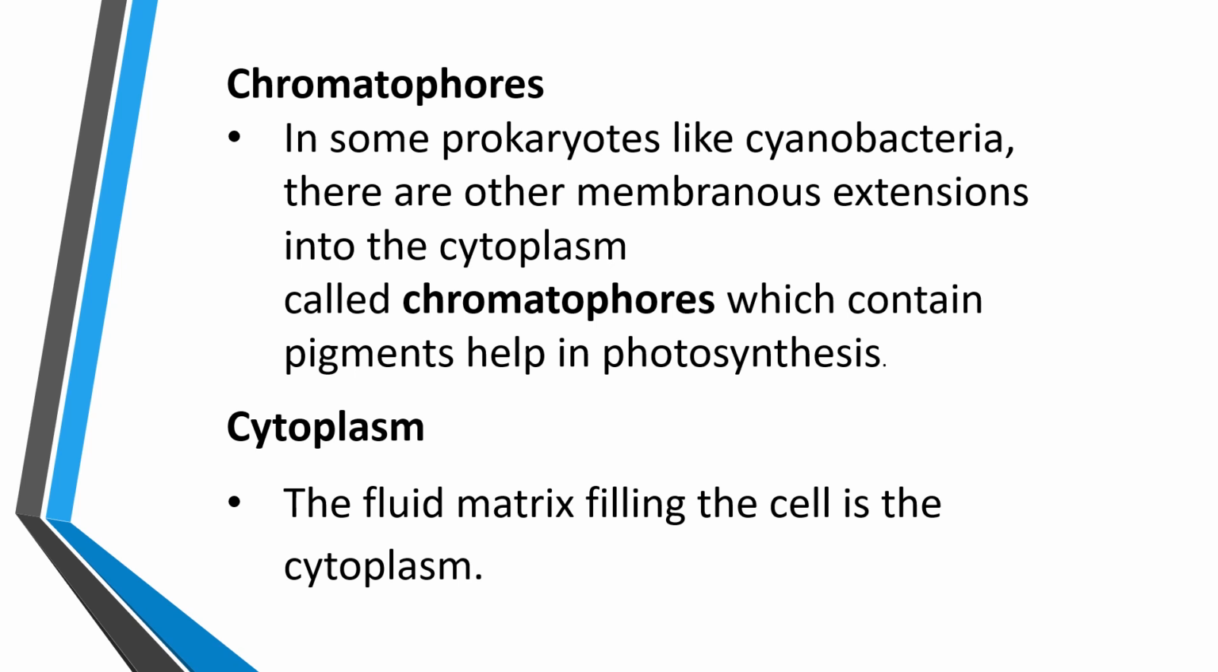We have covered in cell envelopes: we have discussed about cell wall, we have discussed about cell membrane, we have discussed about the outermost structure, that is glycocalyx, and we have also discussed some membranous modifications in terms of mesosome and chromatophores. So here we have finished our first component of prokaryotic cell, that is cell envelopes. Now the second component is cytoplasm, and cytoplasm is nothing but the fluid matrix that is filling inside the cell.